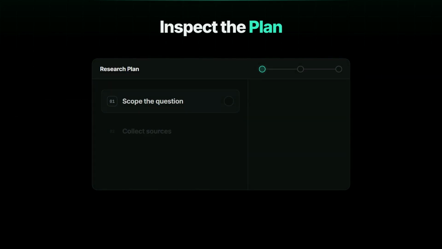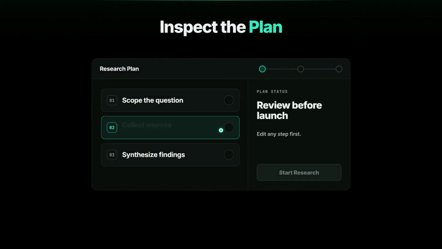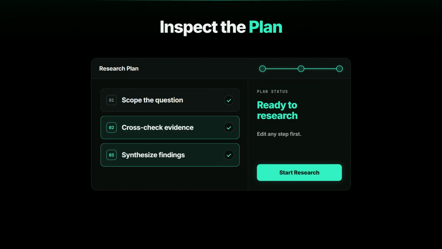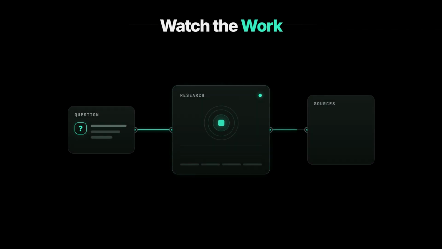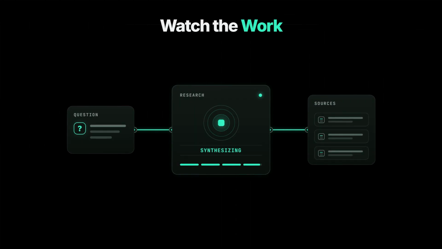Before the research starts, you can review and edit the proposed plan. That gives you a checkpoint to redirect a weak approach before the model spends time gathering evidence. Once a run begins, Unsloth lets you follow its progress and inspect collected sources. The research is not presented only as a mysterious pause followed by a polished answer.